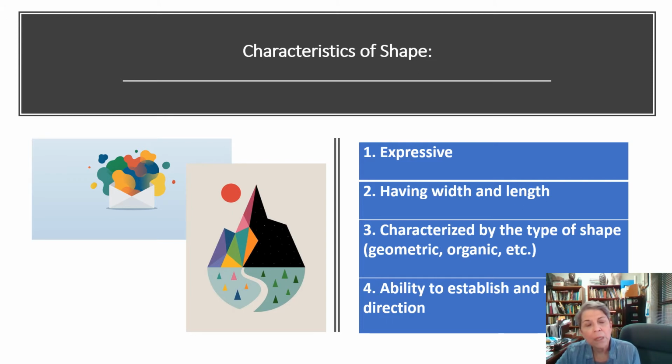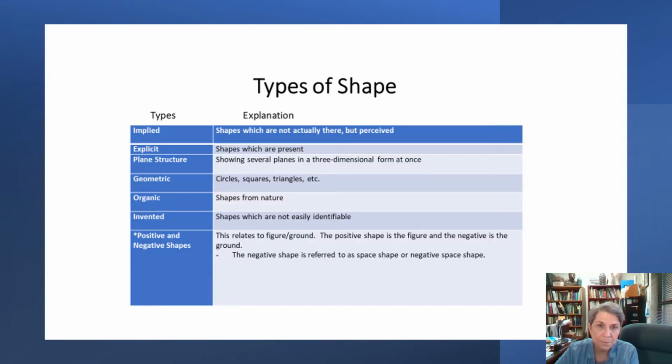So in each PowerPoint then, you're going to have its characteristics of the element, the definition, and certain types. So in this one, there are types of shapes. Now, you're going to know several of these. Organic shape, shapes from nature. Geometric shapes, circles, triangles. Planular, plane structure, I've talked about that. A plane structure is showing a three-dimensional form, top plane, side plane.